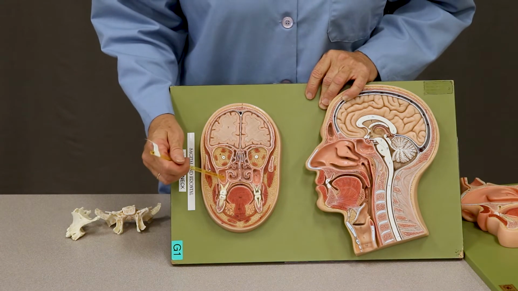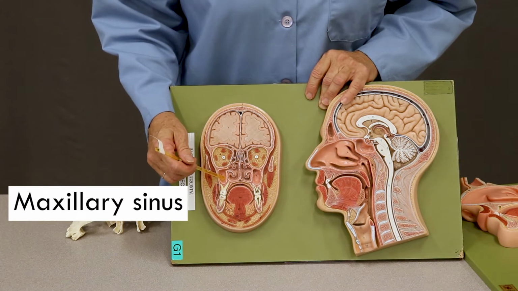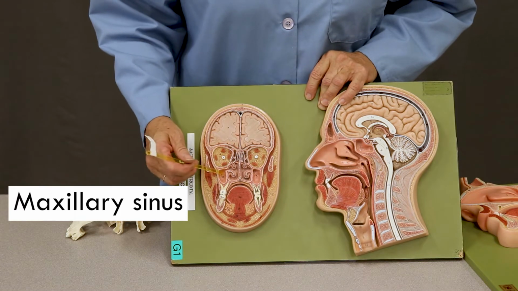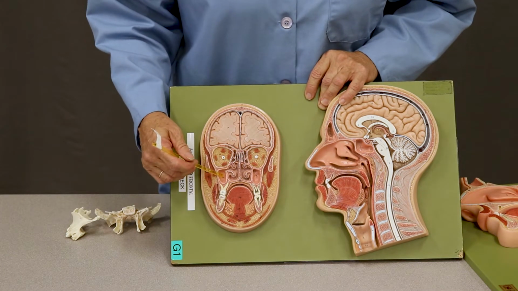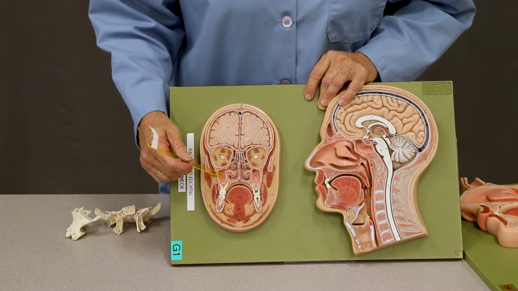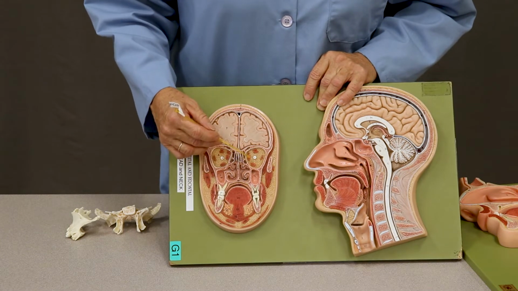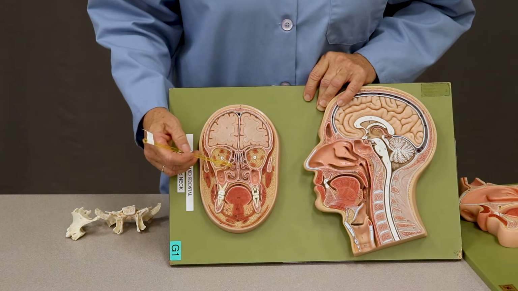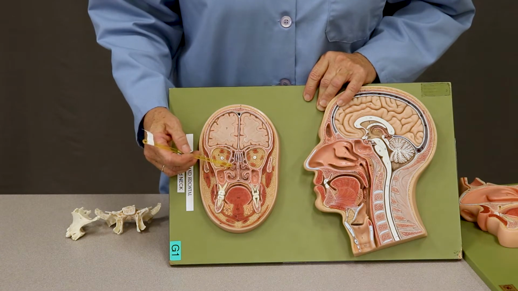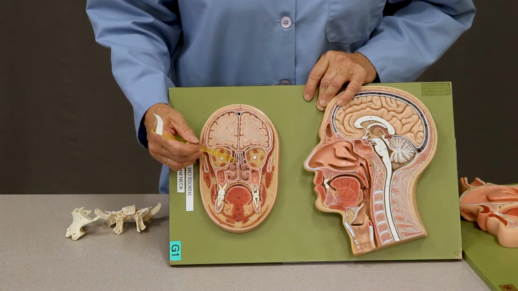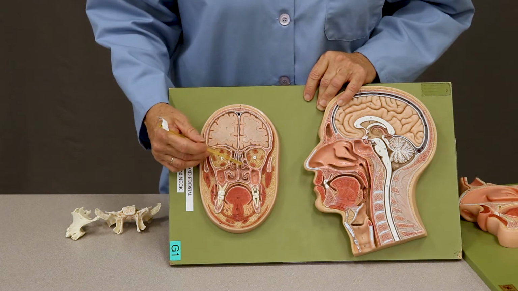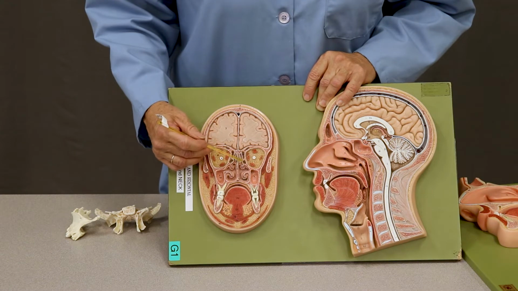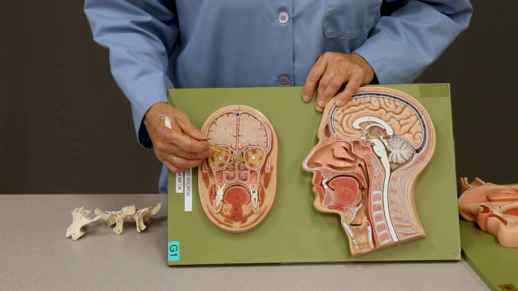So guess what? That's called the maxillary sinus. This would be a nice frontal view of the maxillary sinus. Again, this is the nasal cavity. This is the inferior nasal concha, middle nasal concha, and superior nasal concha, and those are both processes of the ethmoid bone. This is all ethmoid bone here.